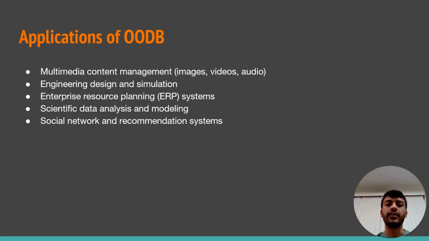Now let's see where the object-oriented database is well suited. Here are some applications of ODB. Basically it's used in multimedia content management, engineering design and simulations, enterprise resource planning systems, scientific data analysis and modeling, and social network and recommendation systems. All these applications are basically bound to the relationships and structure of the data.